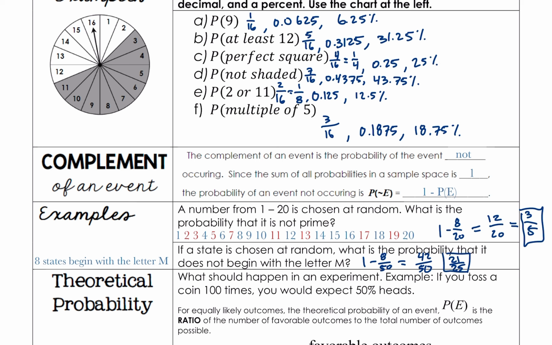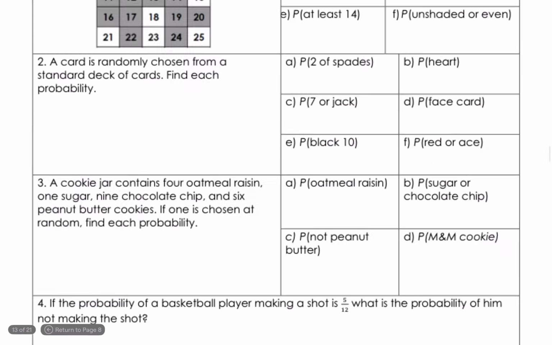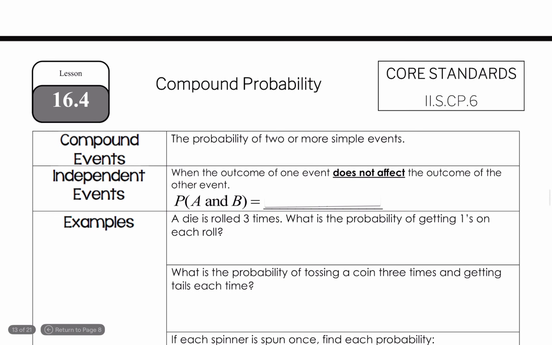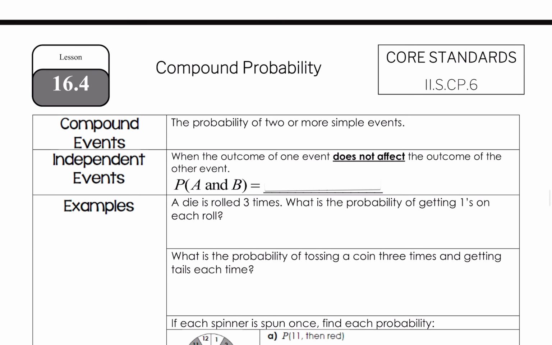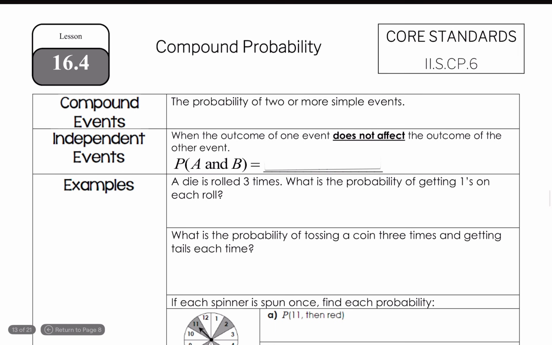Okay, so that is simple probability. Now we are going to jump ahead in our notes to page 12, I believe, and we're going to talk about compound probability. So I'm going to jump here, page 13, looks like. We're going to start compound probability.